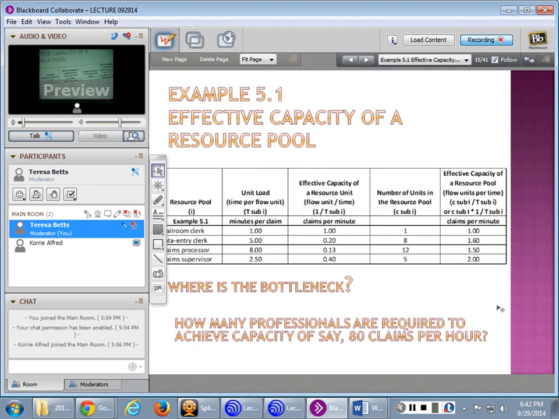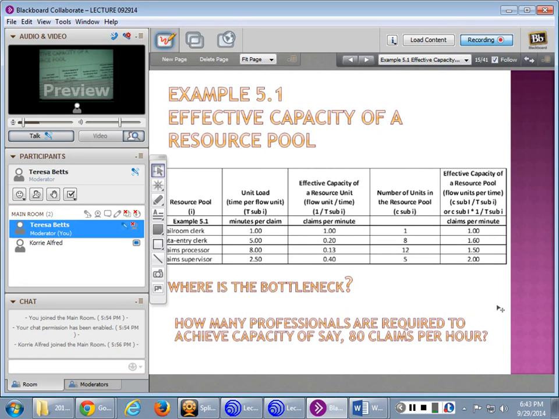Claims supervisor. And actually, it's the other way around. It's who does the lowest amount. My bottleneck is where I have the lowest amount of flow units per pool. You can think about bottlenecks in 2 ways. If I talk about bottlenecks in terms of units per time, it's the lowest number of units. If I talk about bottlenecks in terms of time per unit, it's the highest amount of time. So you have to recognize whether you're talking about units per time, and then it's the lowest number, or time per unit, and then it's the highest number.